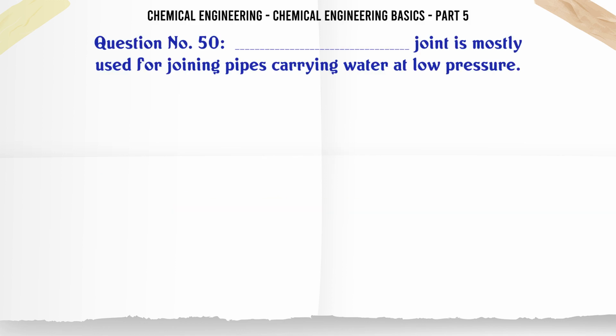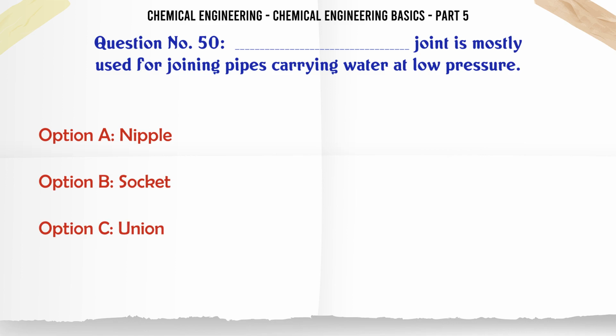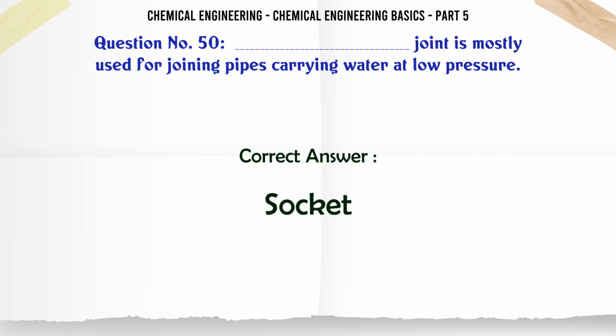Blank joint is mostly used for joining pipes carrying water at low pressure. A. Nipple, B. Socket, C. Union, D. Bell and spigot. The correct answer is socket.